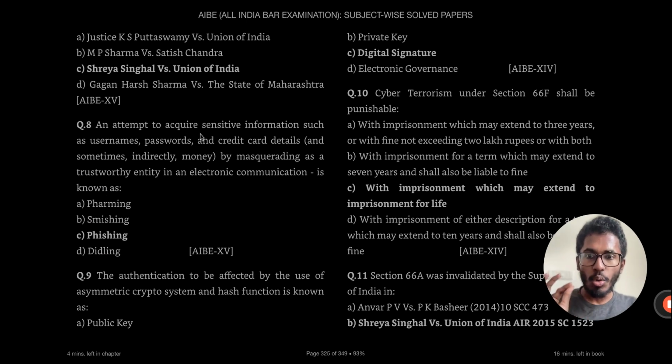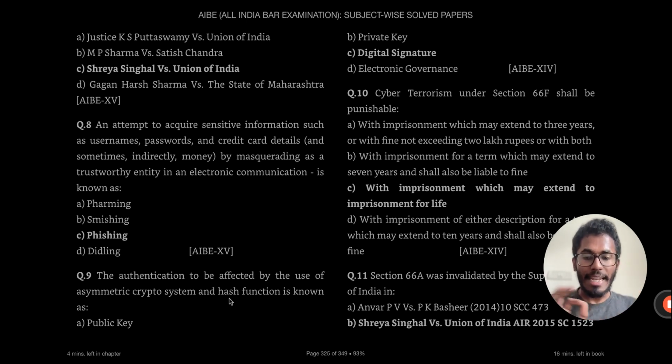Eighth question: an attempt to acquire sensitive information such as username, password, and credit card details, and sometimes indirectly money, by masquerading as a trustworthy entity in an electronic communication, is known as phishing. So phishing is very simple. You're taking the sensitive information of the password, username, credit card details. It is known as phishing. Very simple pointers.